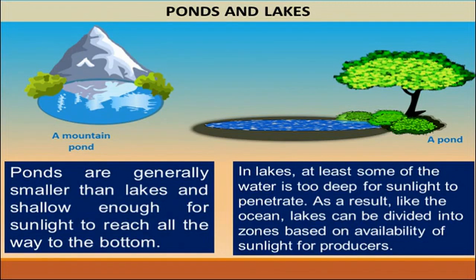As a result, like the ocean, lakes can be divided into zones based on the availability of sunlight. So what are these two zones? You can understand. One is photic and second is aphotic zone. So this is the basic difference between pond and lakes.